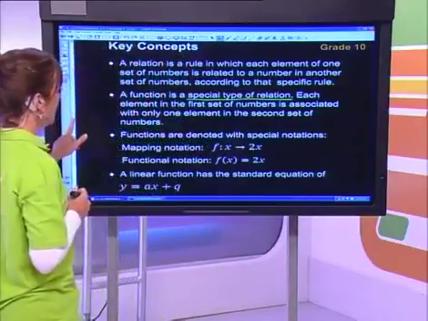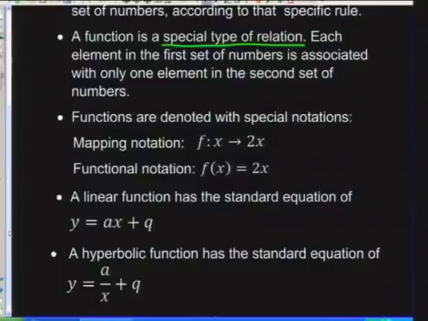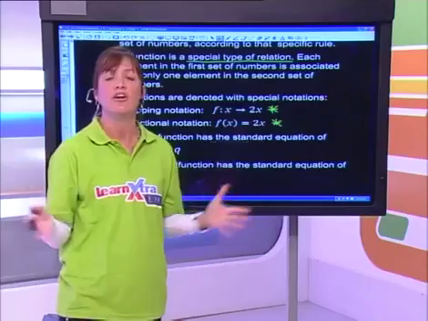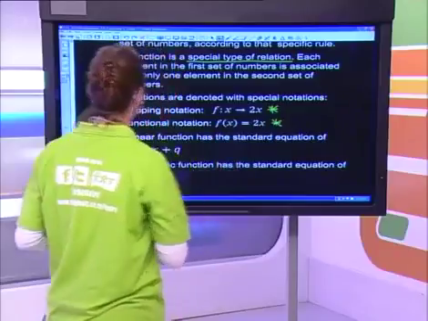Okay. The notations that we briefly mentioned just now, we've got our mapping notation. Just for now, you can take note of it; it looks like this. I'm going to discuss it in a bit more detail in a minute. And your functional notation, just take a note of it, looks like that. It's f(x), which is equal to your rule, your 2x. So for now, just take a look at it. We'll deal with it now in more detail.